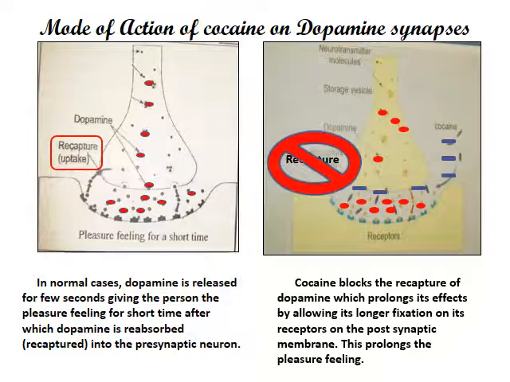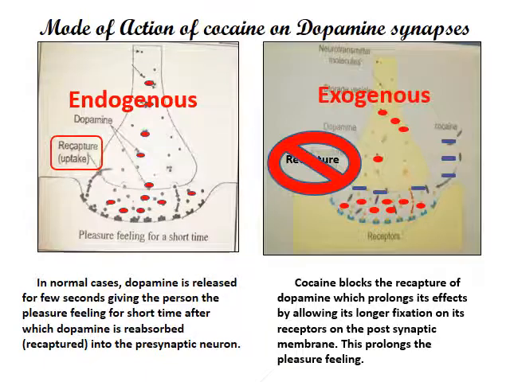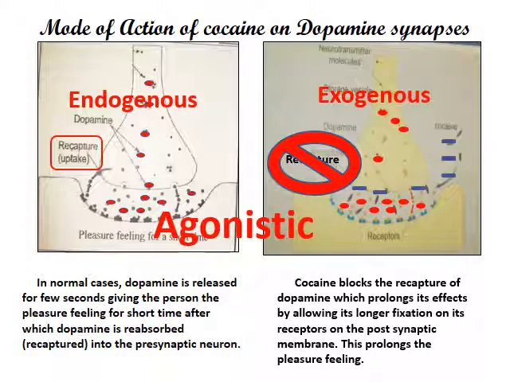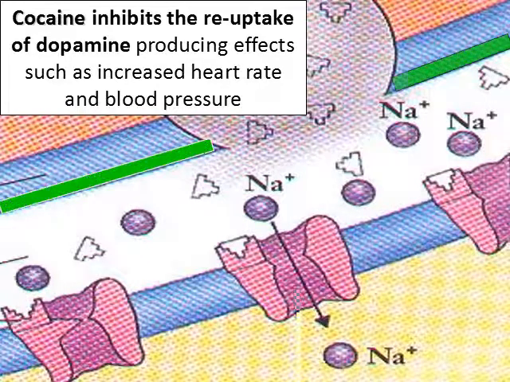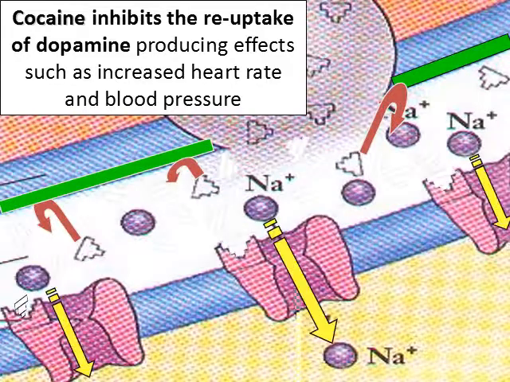So, no more recapture. Cocaine blocks this property. As we said, dopamine is endogenous, while cocaine is exogenous, and they have an agonistic function, dopamine and cocaine. Cocaine inhibits the reuptake of dopamine, producing effects such as increased heart rate and increased blood pressure. So this shows the inhibition of the reuptake.